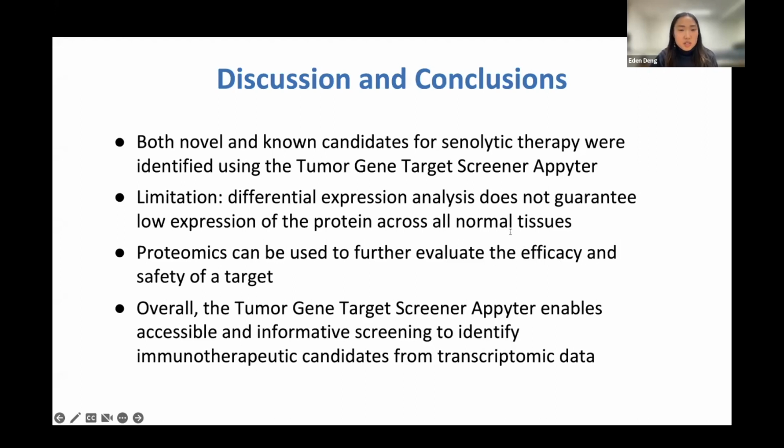And just as a side note, and as suggested by the name of the Appyter, the tumor gene target screener was mainly developed for application in cancer. So in my summer internship, I did apply a similar approach to identifying targets for the CPTAC3 pan-cancer cohort. And the nice thing about this approach with the Appyter that wasn't really demonstrated in this project is that we can use it to identify patient-specific targets for one patient, or cluster-specific targets if we're interested in a subgroup of patients.